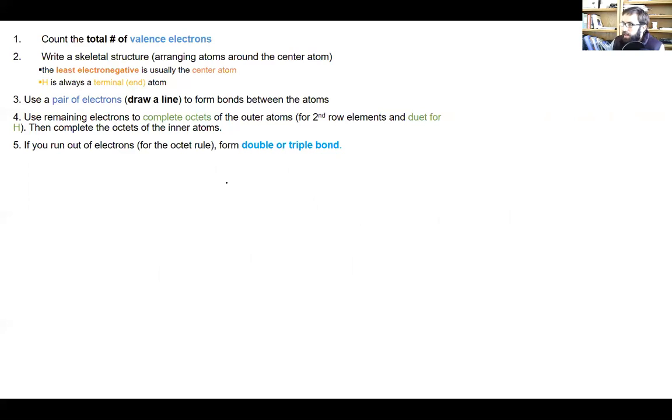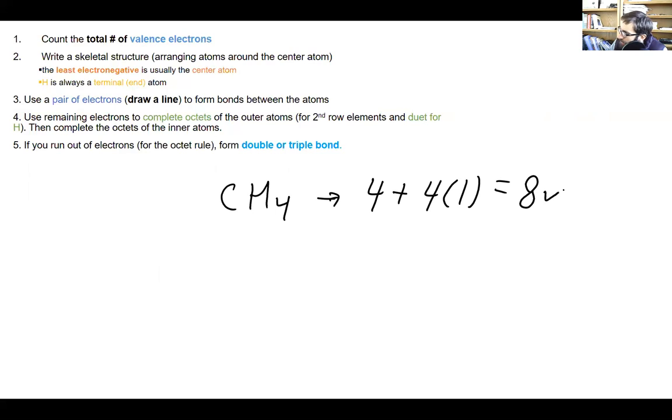Let's now do another one. We'll do nitrogen in a second, but let's start with methane. Count the total number of valence electrons. Carbon is in group 4, so it has 4 valence electrons. And we have hydrogen, and we have 4 of them. Hydrogen has 1 valence electron each. So the total again is 8 valence electrons.